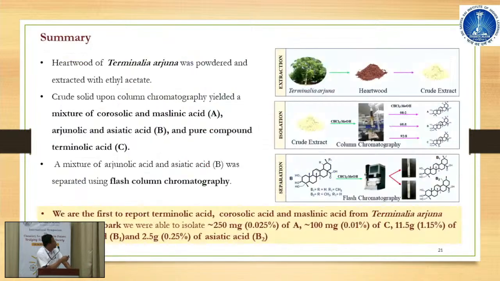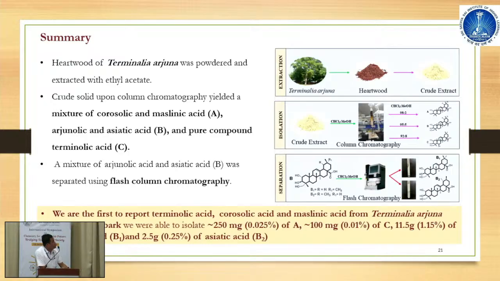Now this is the summary of the first part of my talk: from Terminalia arjuna we were able to isolate the mixture of corosolic acid and maslinic acid. The highlight of this work was that we were able to isolate 11.5 gram, that is 1.5%, of arjunolic acid, and 2.5 gram of asiatic acid from 1 kg of heartwood of Terminalia arjuna. Just to give a perspective, the market value of arjunolic acid is around 32,000 rupees for 1 mg, but here, with a 10,000 rupee budget, we were able to get 11.5 gram of arjunolic acid.